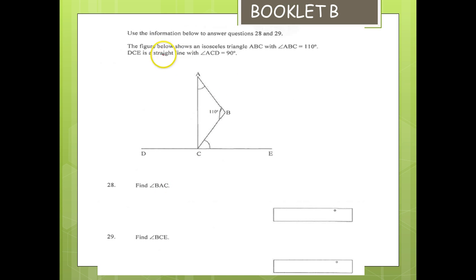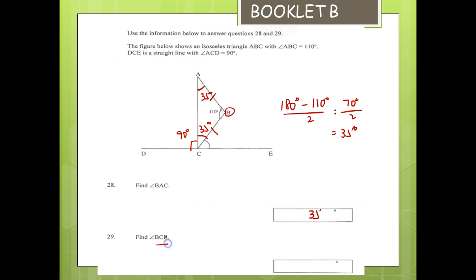Question 28. Figure shows isosceles triangle, so I know this and this is the same. Angle ABC is 110. This is a straight line, and angle ACD is 90 degree. So first I need to find what is this angle. Isosceles triangle, I know that this is my head, these two are my legs, so they are the same. So 180 degree minus 110 divided by 2, which is 70 divided by 2, answer is 35 degree. So this is 35, this is also 35.